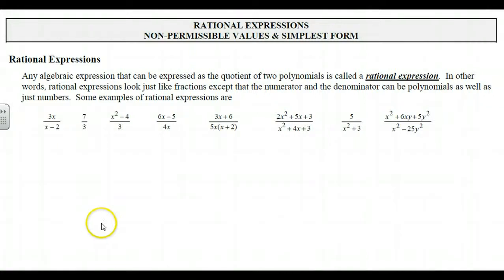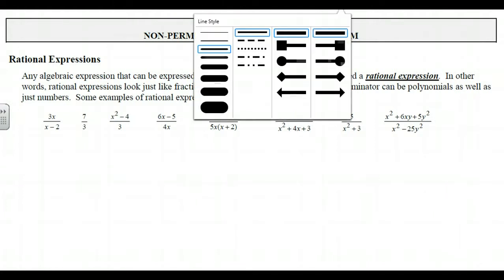Okay, here we go. This is rational expressions, non-permissible values, and simplest form. And I'm going to get myself a pen.